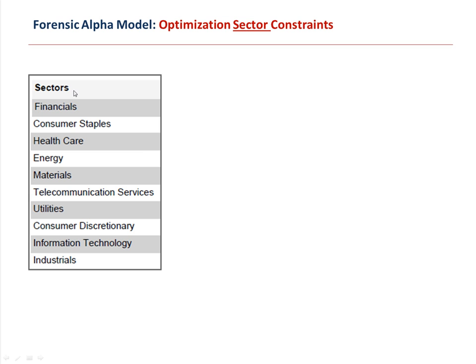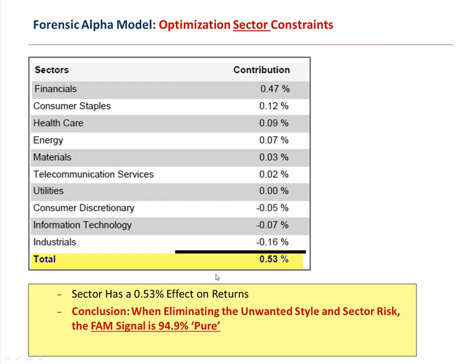Moving forward, I then decided to look at sectors. Financials, consumer staples, healthcare, energy, materials, telecom, utilities, consumer discretionary, IT, and industrials. When I ran the optimization again, I found that I got 0.53% a year from sector, which of course is minimal. I can drive this sector impact to zero, which I did in a prior example. But this optimization, again, is a different proof of concept. In conclusion, when we eliminate the unwanted style and sector risks, the FAM signal is approximately 95% pure. So if your question is how much of FAM is picked up by other factors you have in your models, the answer is zero. FAM is unique in and of itself.